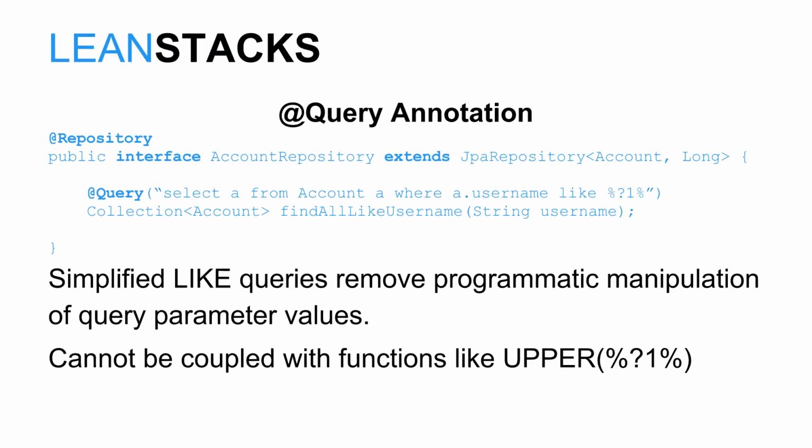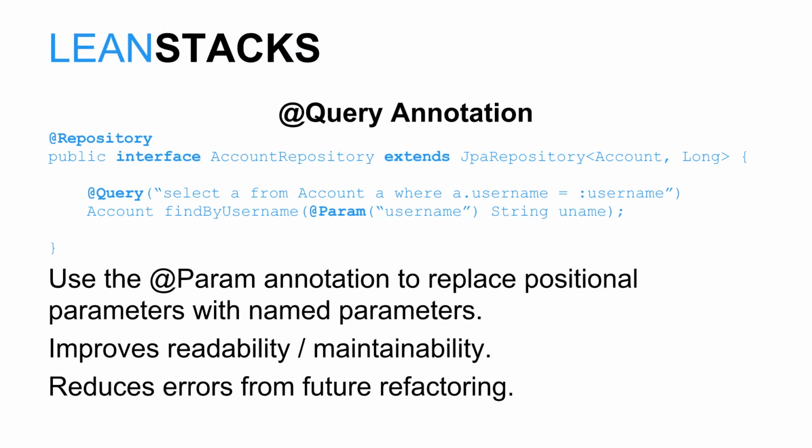The query annotation can simplify like queries by parsing the JPQL for % signs and prepending or appending them to the query parameters during execution. However, this does not work in all scenarios. For example, when functions are used to facilitate a case-insensitive search, Spring cannot properly parse the % signs. By annotating repository interface method parameters with the param annotation, you may use named parameters in query annotated statements. Supply the query parameter name as the value of the param annotation.